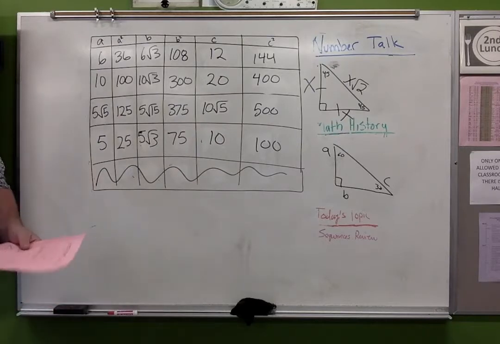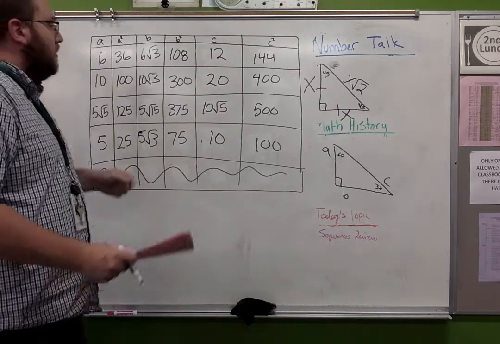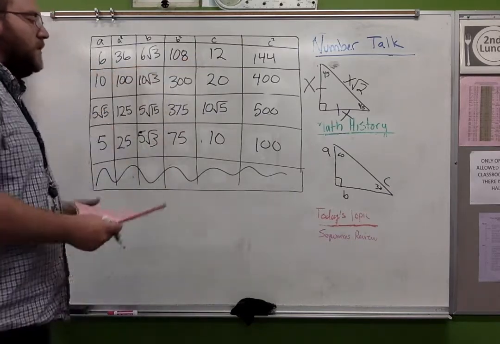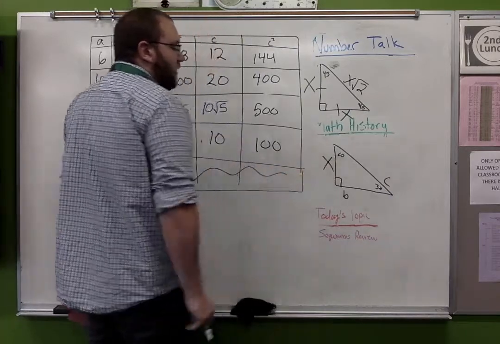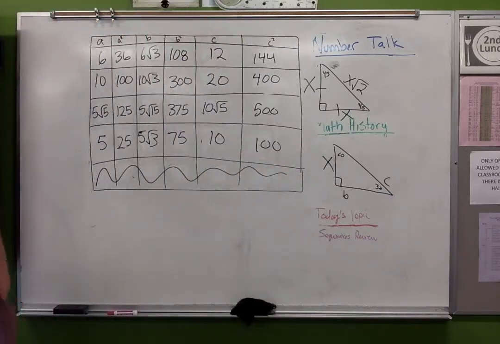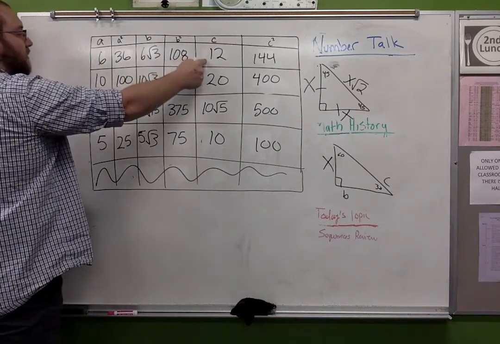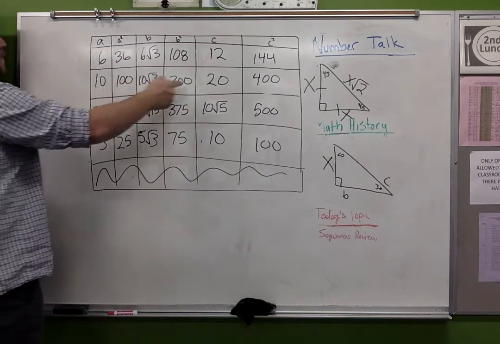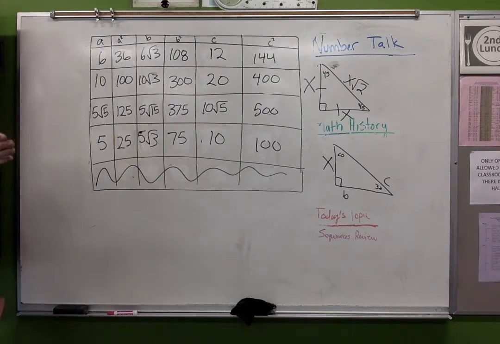So now let's look at our pattern. Well, here a is 6, b is 6 square root of 3, c is 12. So here we're always going to say that the side across from 30 is our initial side. It's our unknown side. It's x. Well, how do I go from 6 to 12? I add 6 or I times by 2. How do I go from 10 to 20? Add 10 or times by 2. Notice that we multiply by 2 both times.